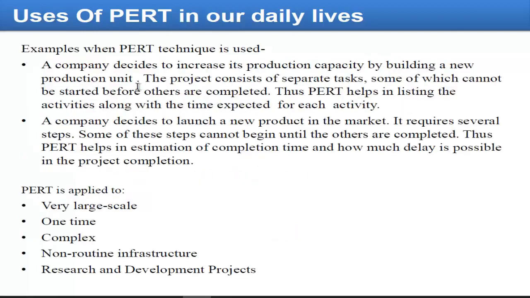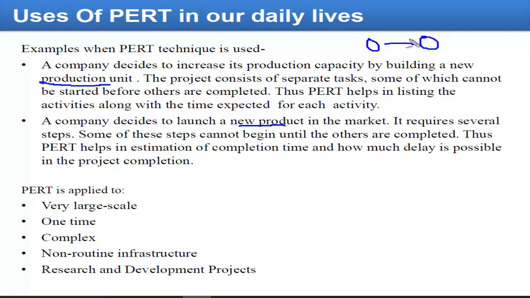As an example, a company wants to build a production unit, or a company wants to launch a new product. This is a production unit, a factory unit, or it wants to launch a new product. And there are a lot of steps involved in both of these, and we don't know which step comes after which, right?